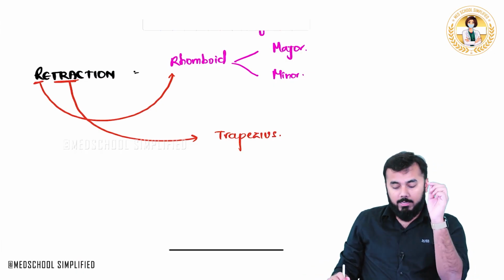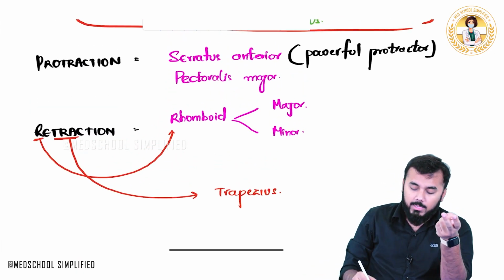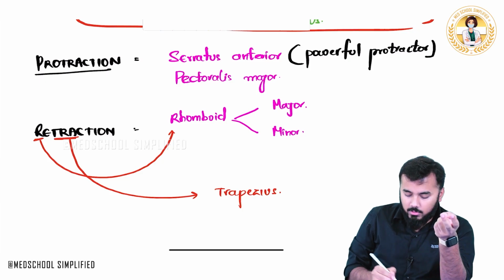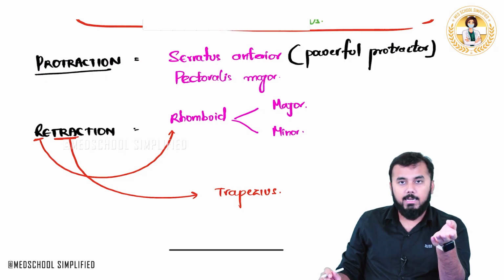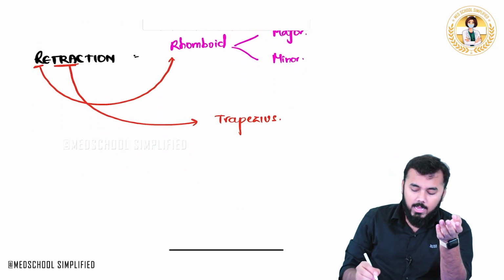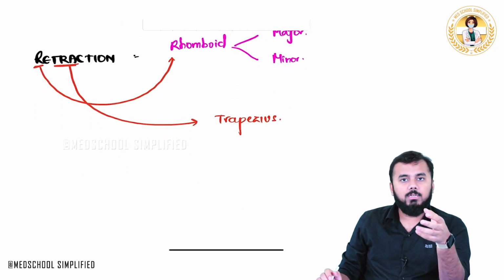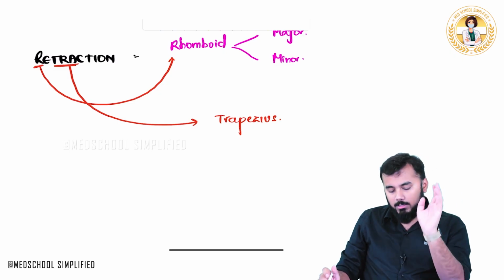Okay, so there are two types of muscles. One is called protractors of scapula, another one is called retractors of scapula. Protraction means pectoralis major and serratus anterior. Retraction, R stands for rhomboid and traction stands for trapezius. So this is how you remember the retractors.